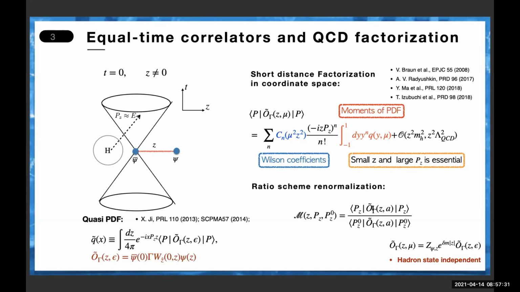Of course, from the lattice, what we compute is the bare matrix element, which needs to be renormalized. We know that the operator can be multiplicatively renormalized and is independent of the hadron state. Therefore, we can construct a proper ratio to cancel the renormalization factor. For example, we take the hadron state with different momentum. Then we can plug the formula above into this ratio and fit our lattice data to extract the moments of the PDFs.